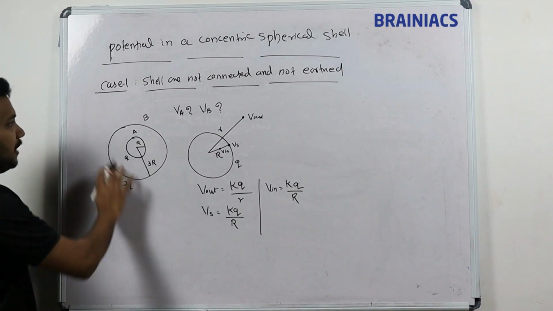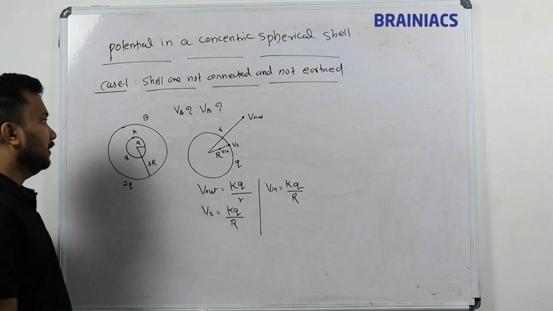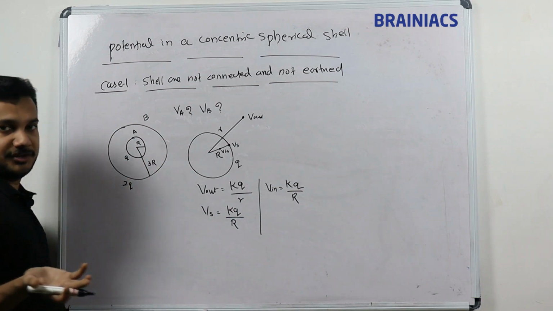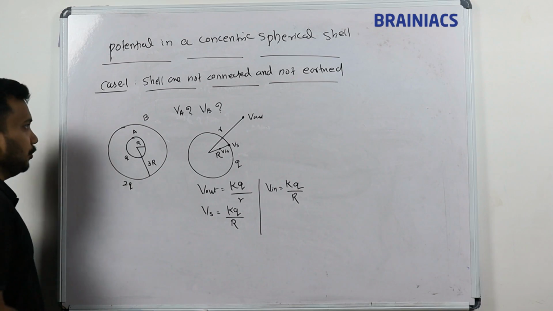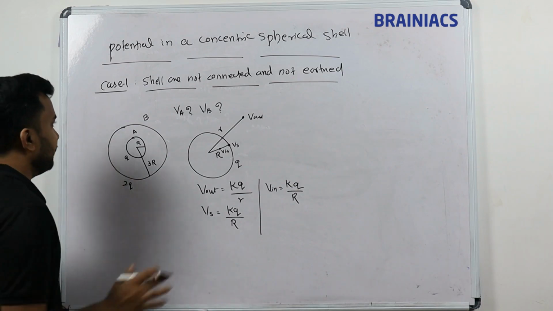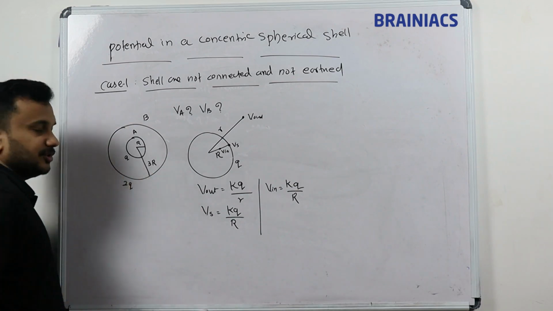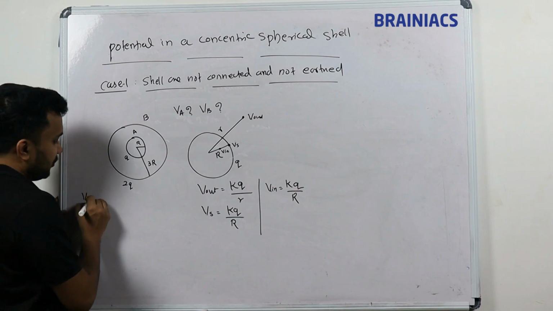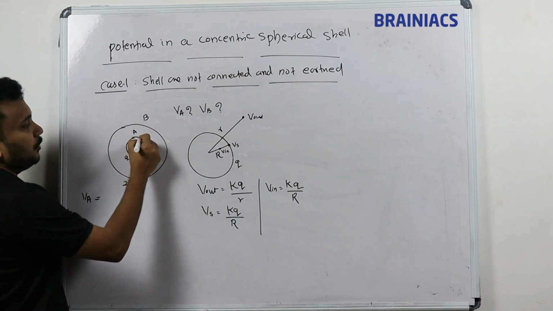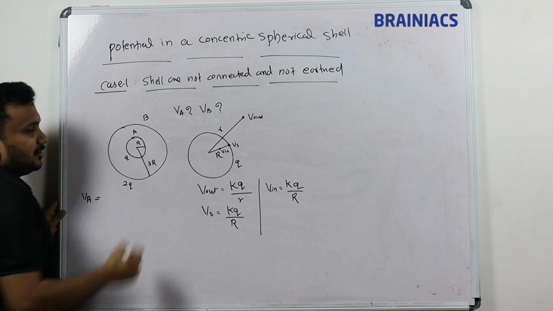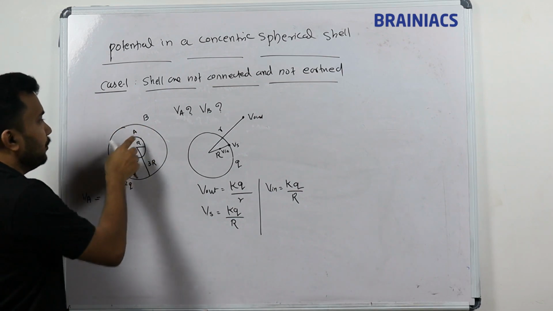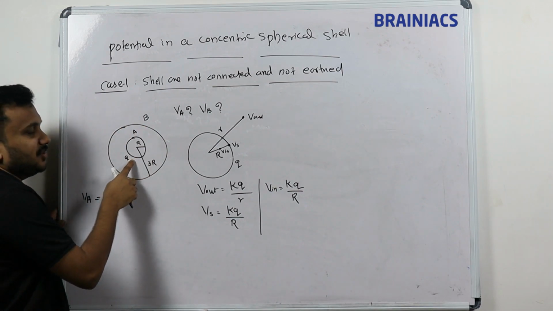So we have two spheres with different radii and different charges. We don't need to bother about anything else, but we are finally going to find the answer to the question. So we are going to find the potential at A. Potential at A means we are going to find the potential at A. Potentials are given by the charges. So A will have one charge. What is that charge? Q.